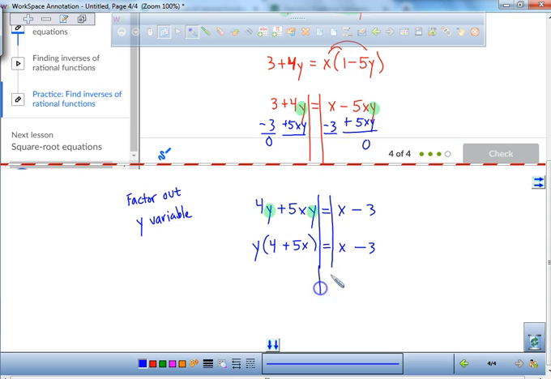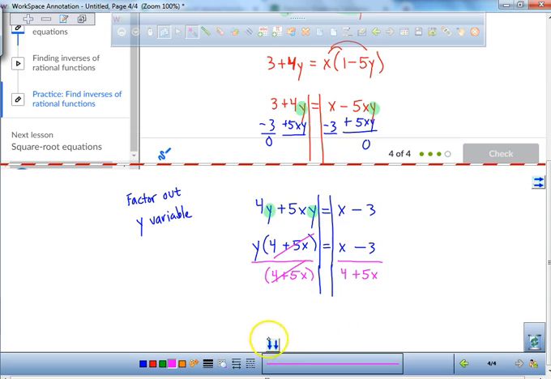All right? That's it. We're almost done. We've got one step. Hopefully you're like, can you just please divide both sides by 4 plus 5x? Because I've got things to do. I've got my life to live, no matter how bleak it might be.